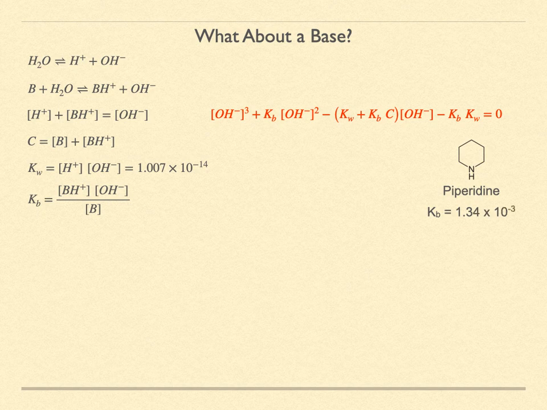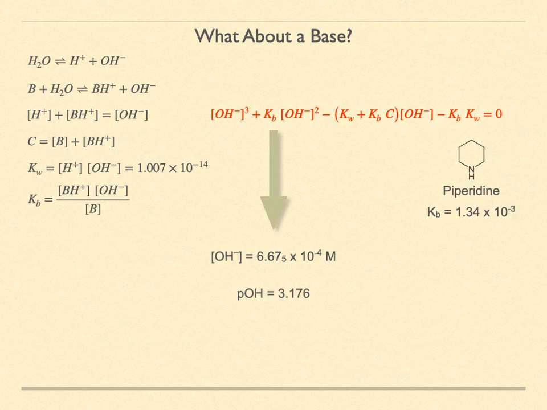Consider a 1 millimolar solution of piperidine. Its Kb is 1.34 times 10 to the minus 3. Using Solver or any of the other math tools, we get that OH- equals 6.675 times 10 to the minus 4. This corresponds to pOH equal to 3.176. If we are asked to provide the solution pH, then from the water autodissociation reaction and using Kw equals 1.007 times 10 to the minus 14, we get that the pH is equal to 10.821.